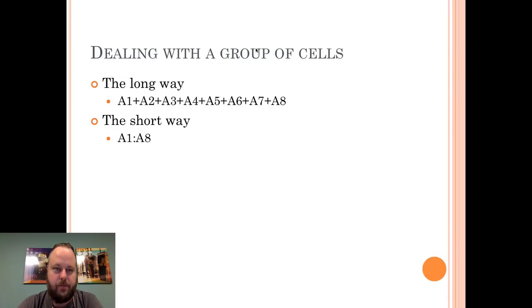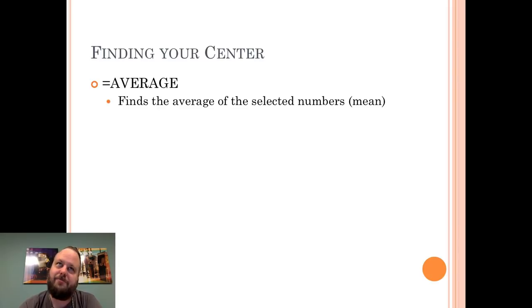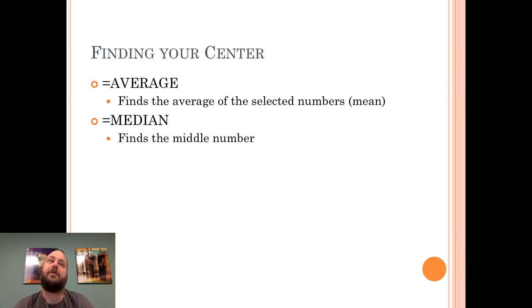Now let's find your center. We have a function called average. Guess what it does? It finds the average of the selected numbers. Mathematically, it's called the mean. In fact, we also have another one where we can find the center. It's the middle number, the median. So let's go ahead and swap back here.